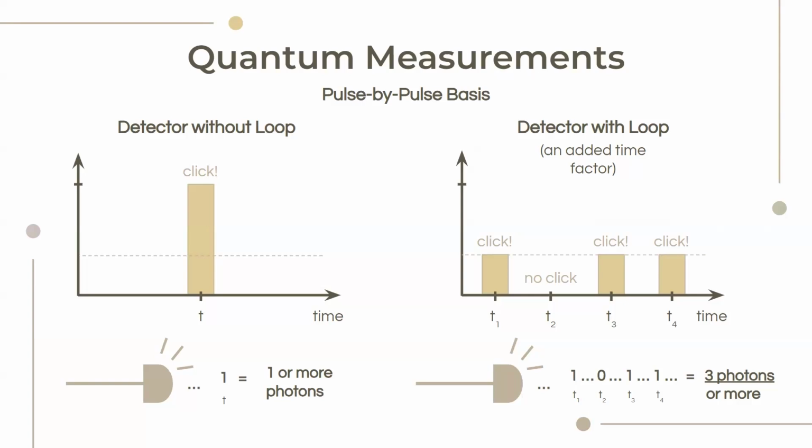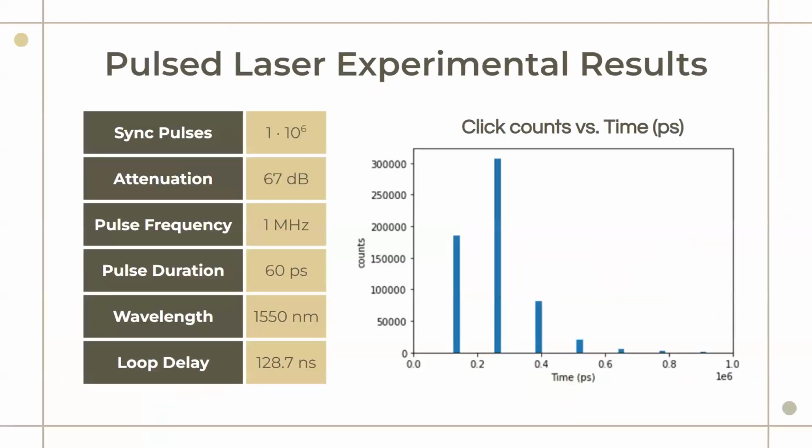And so you can kind of see here as an example that with this added time factor from the loop, we get more information on a pulse by pulse basis than without it. And so we get this result of clicks or no clicks that we can take for millions of photons or millions of pulses simultaneously. And so this is what it looks like when we have a million pulses, and we can see where the clicks end up within this microsecond time frame.